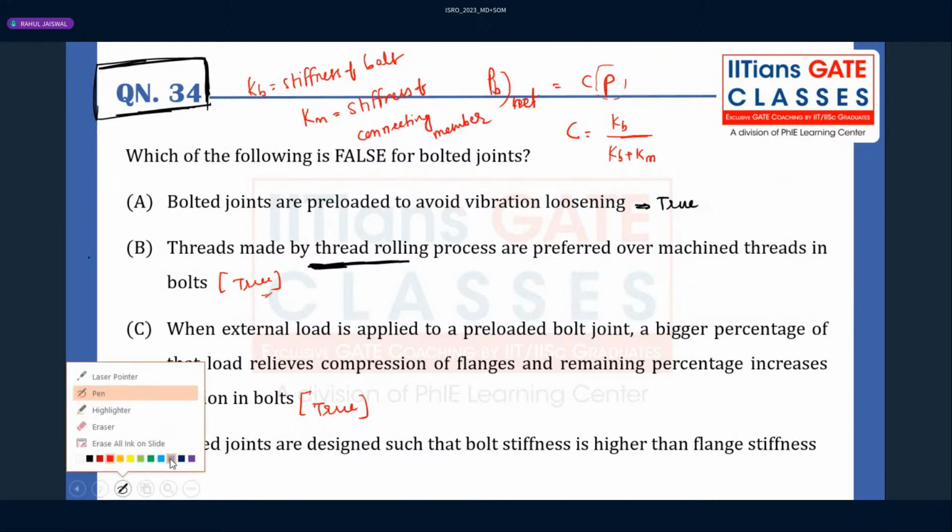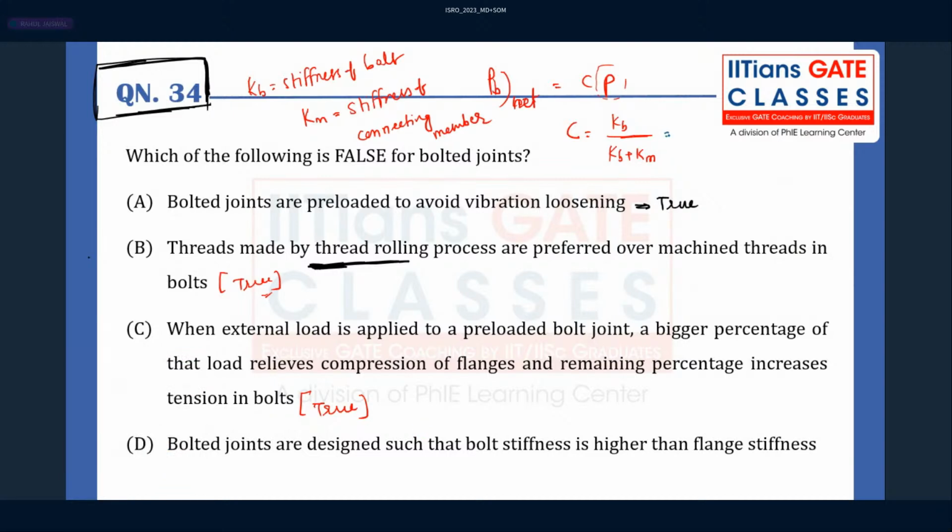Now, by this, what are you understanding? When C will be higher here, when you consider 1 divided by 1 plus Km by Kb, Km by Kb, what is going to happen, my dear friend? When the bolt stiffness is higher, what will happen? When Kb is higher than Km, what is going to happen? This particular value will be higher than Km, then this overall value will be what? Lesser. When the overall value is lesser, the C value will be higher.